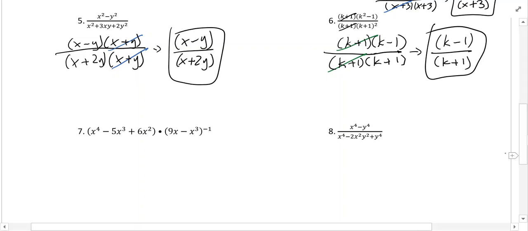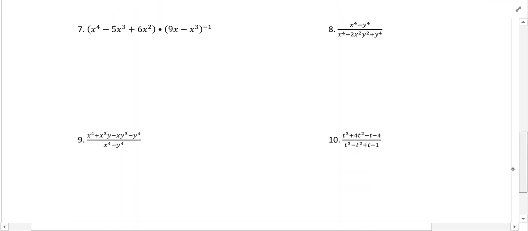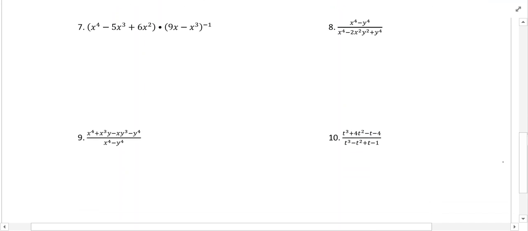All right. Okay, so for number 7, again, you want to make this negative exponent positive. So remember, you're going to take the reciprocal, so it's going to go to the denominator. So in the numerator, you would have the quantity x to the 4th minus 5x cubed plus 6x squared all over the quantity 9x minus x cubed.